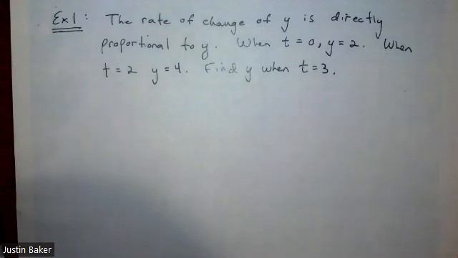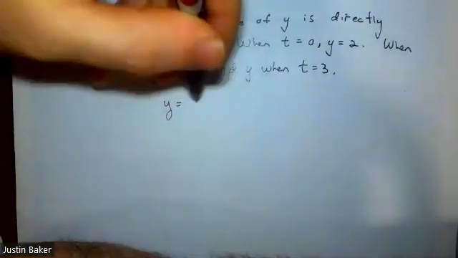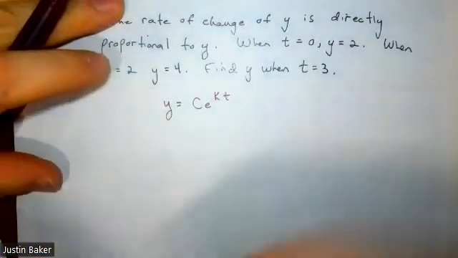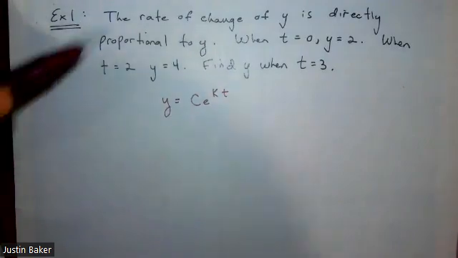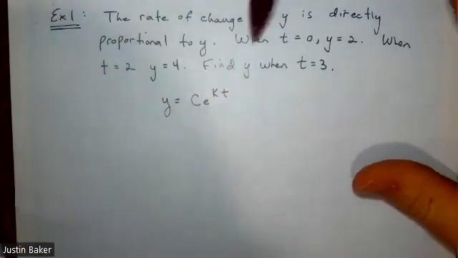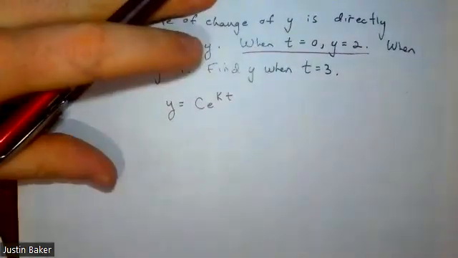So when we hear the rate of change of something is directly proportional to something, we're going to go ahead and use this formula. So when we start this off, we're going to be starting with y is equal to C e to the k t. Okay. And we're just going to kind of go through and just break this down piece by piece. So the first piece they give me is right here that I just underlined. That's all we're working with.